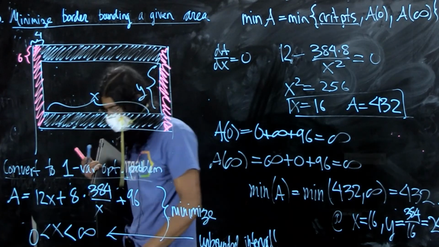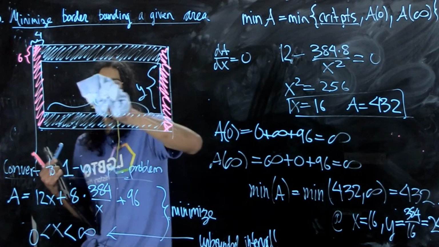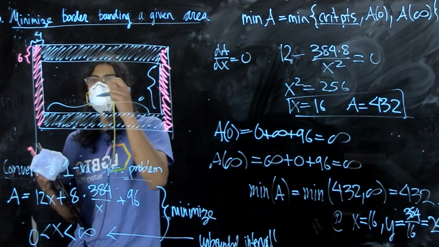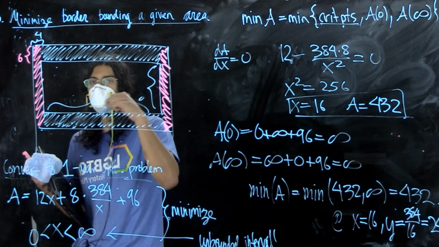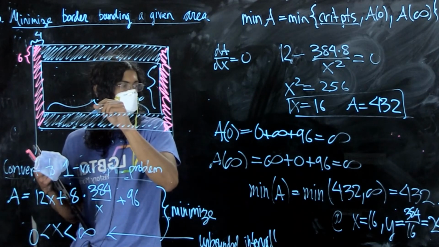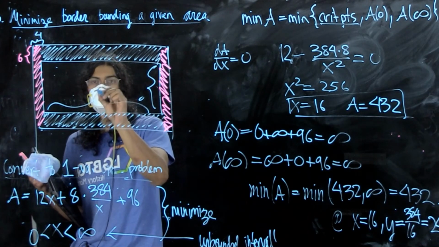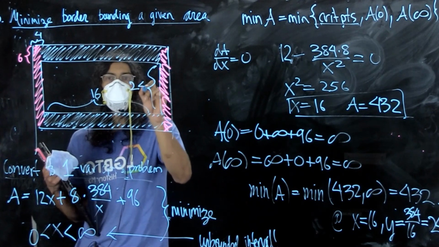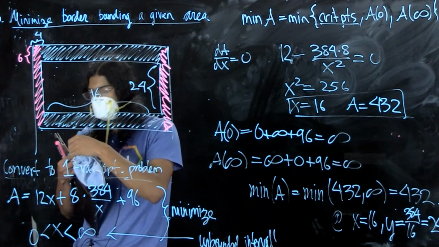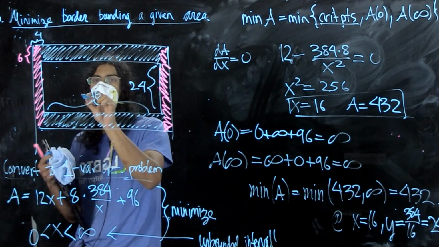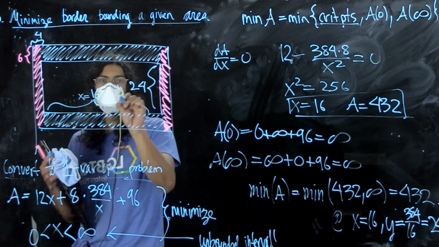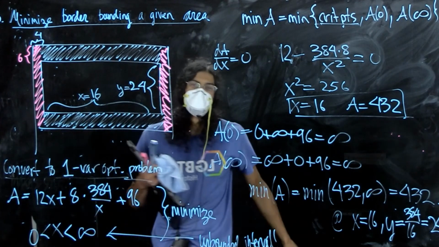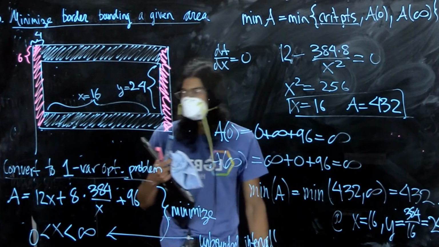So yeah, here is the rectangle that optimizes the amount of border that I need. Not drawn to scale.